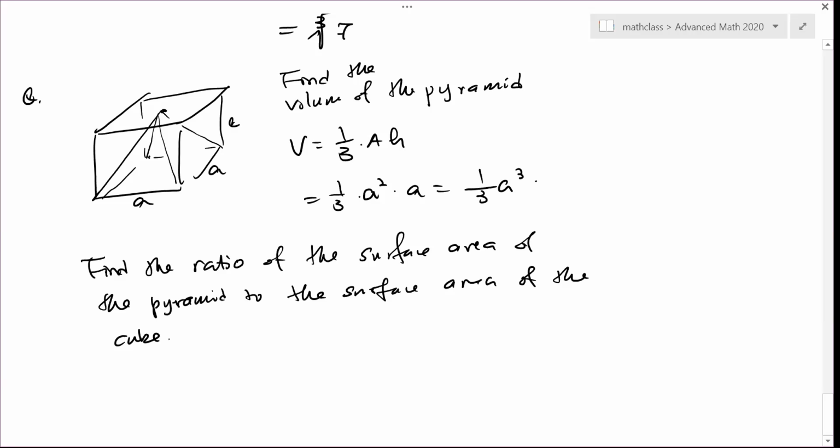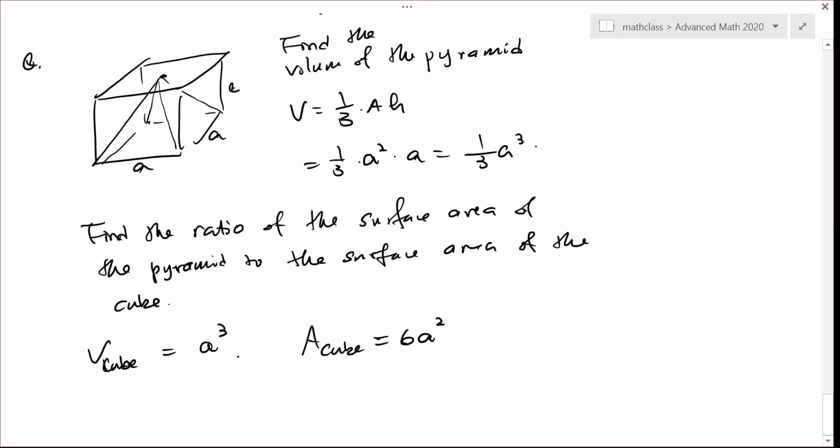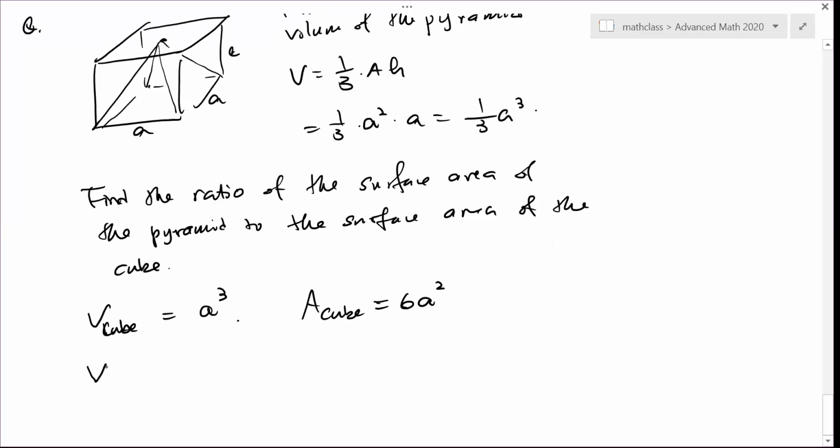Okay. Now the challenge is, yeah. So you got a volume, right? The volume of the cube is a cube, no problem. But the surface area of the cube is 6a squared, okay? So I know the volume of the pyramid is going to be 1/3 of a cube. So the ratio is clear.